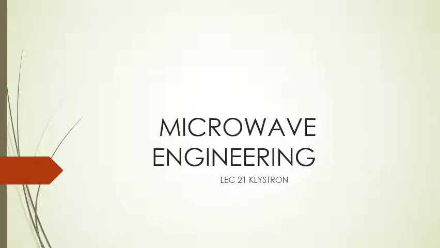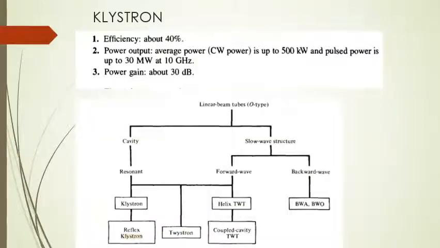In today's session, we are going to discuss microwave tubes. Namely, the first tube in our lecture will be the klystron. Before we start with the klystron, we need to understand there are two sets of tubes present in microwave. The first set of tube is called an O tube.